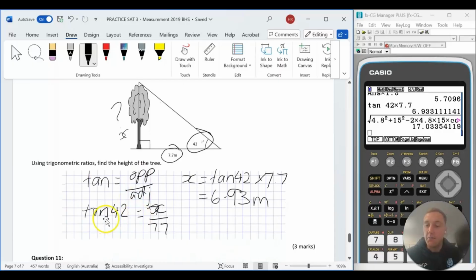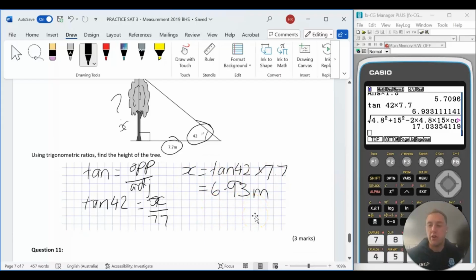We replace our numbers with our values. So tan 42 equals x over 7.7. To cancel this out and to isolate x on its own, we're timesing this side by 7.7. And what we do to one side, we have to do to the other. So it goes x equals tan 42 times 7.7. Gives us a 6.93 meter tall tree.